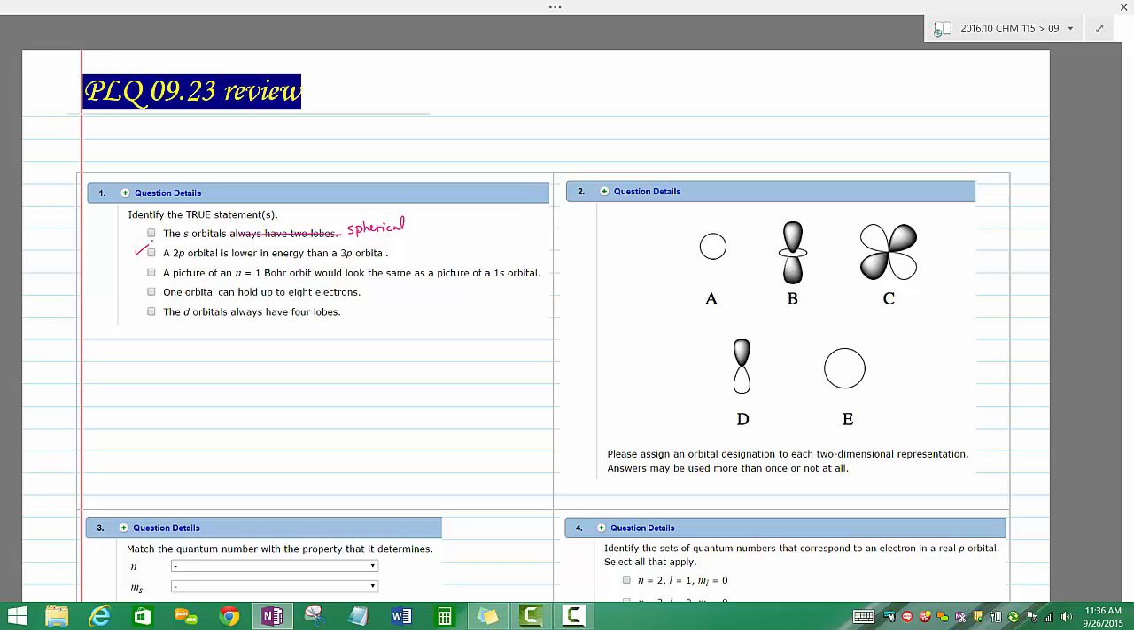A picture of an n=1 Bohr orbit would look the same as a picture of a 1s orbital. And this is not correct. The main reason this is not correct is that the Bohr orbit was a specific path around the nucleus in the hydrogen atom, whereas a 1s orbital is a region of space. And so the orbit in the Bohr model we showed in class as being more like a circle, or concentric circles if you looked at multiple values of n, whereas the 1s orbital is going to be a sphere.